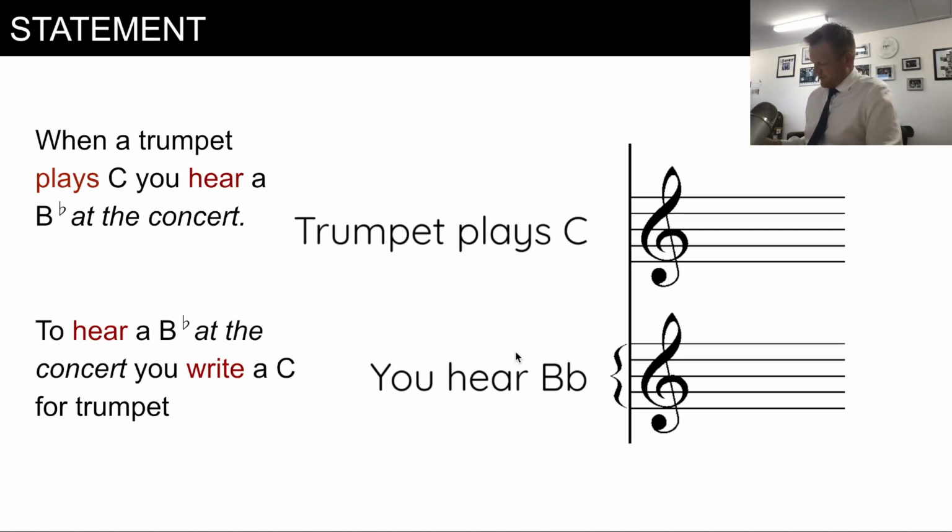So if I was to write this in, he plays a C, you hear this B flat. Or this C, and you'd hear this B flat down here. And you can then invert the statement. So to hear a B flat at the concert, you write a C for trumpet. Relatively simple, then we'll move on to some others.